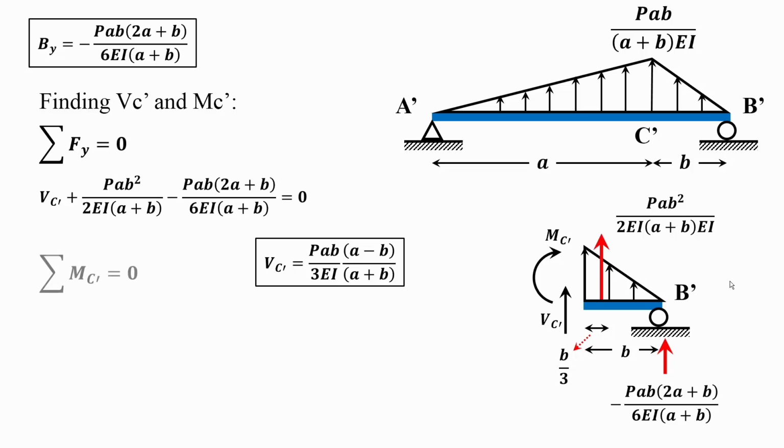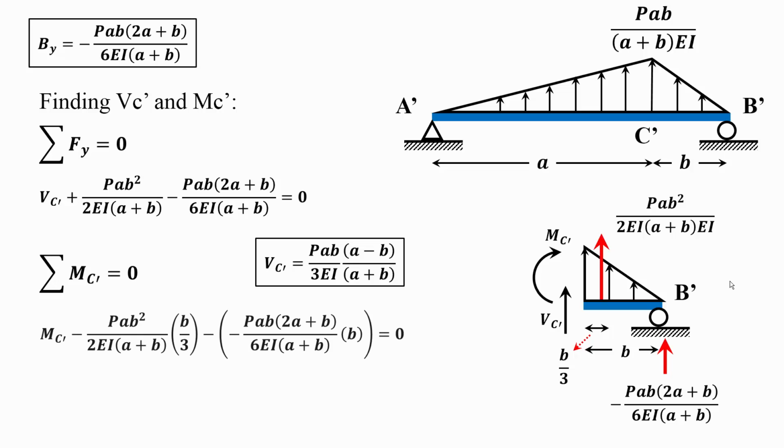Now let's do the summation of the moments about point C, or C prime in this case. And basically you can pause and figure out where I got these, but basically I'm taking the summation. It's a force times distance, all right? And if I solve for MC prime, I will get this quantity, which is minus P A squared B squared over 3EI multiplied by A plus B.